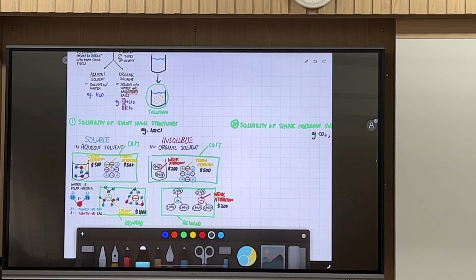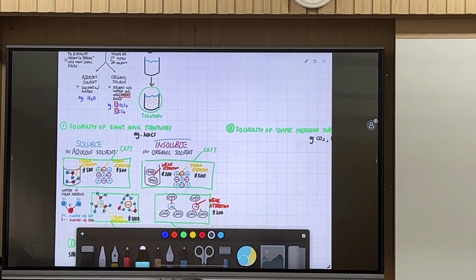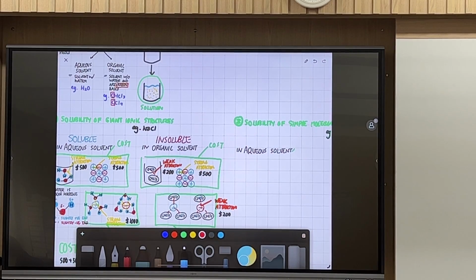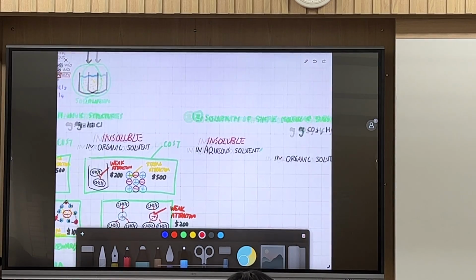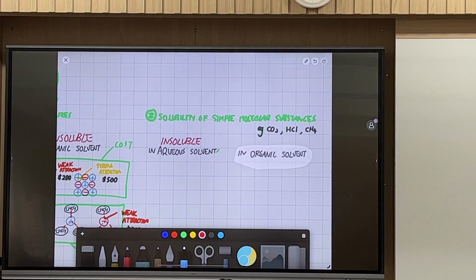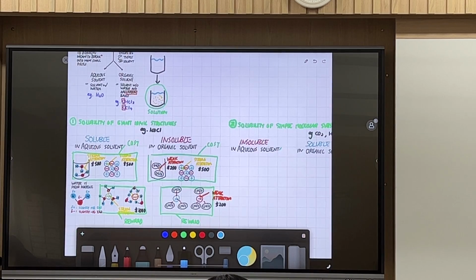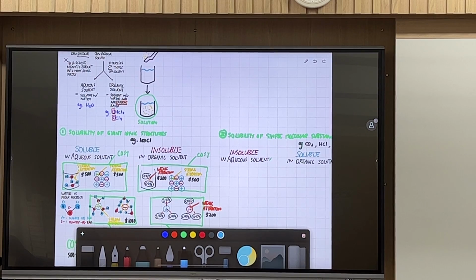So what's so special about these molecules? Well, first of all, they are usually insoluble in aqueous solvent, but they are soluble in organic solvent. So it's like the reverse of what we saw in ionic compound. While they are usually insoluble in aqueous solvent, they are, however, soluble in organic solvent. And let me try to explain that to you below, okay, using a very similar argument.